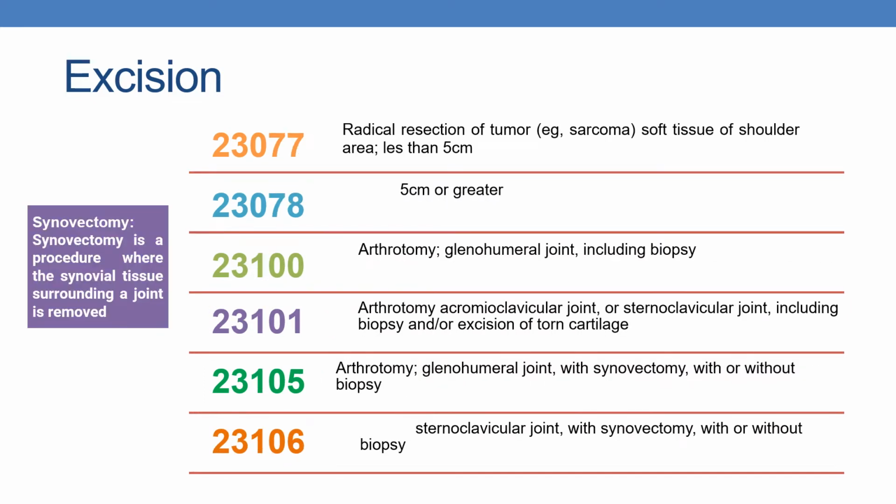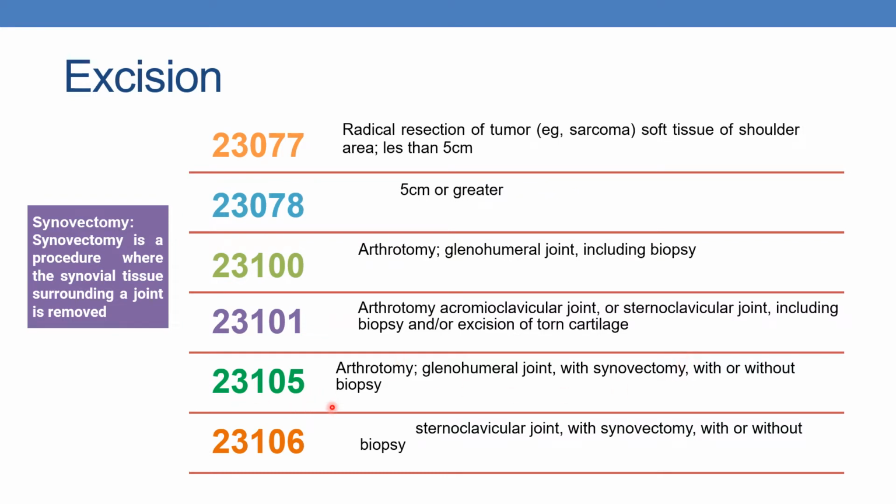The next CPT is 23077. Radical resection of tumor. Example, sarcoma, soft tissue of shoulder area, less than 5 centimeters. If the tumor size is 5 centimeters or greater, for radical resection, you need to report 23078. Radical resection of tumor of soft tissue in shoulder area. The next is 23100. Arthrotomy glenohumeral joint including biopsy. The next is 23101. Arthrotomy acromioclavicular joint or sternoclavicular joint, including biopsy and/or excision of torn cartilage.